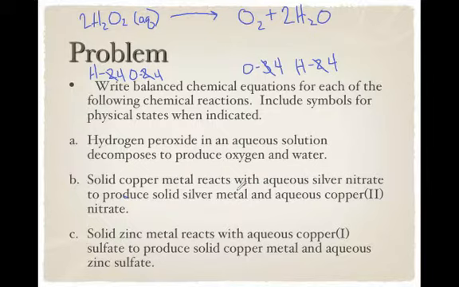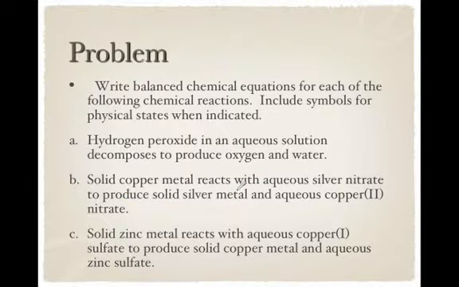Next, solid copper metal reacts with aqueous silver nitrate to produce solid silver metal and aqueous copper(II) nitrate. I'm going to get a new page. So what was it? Solid copper metal? Cu. And it's a solid. Plus, if you need your ion sheet, you can use your ion sheet. It's a +1 and -1 ion though, and it's aqueous. Is that our two reactants?